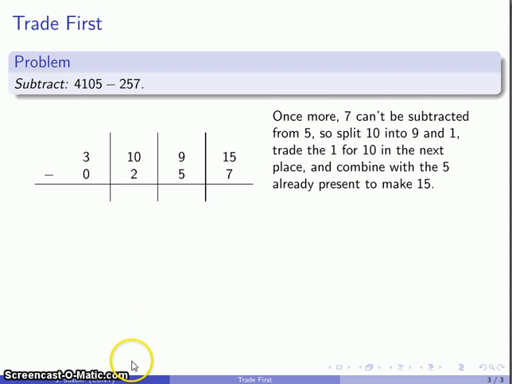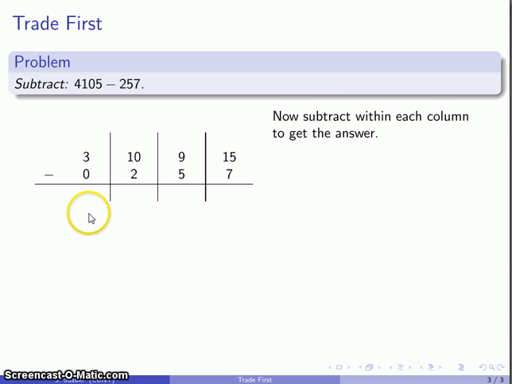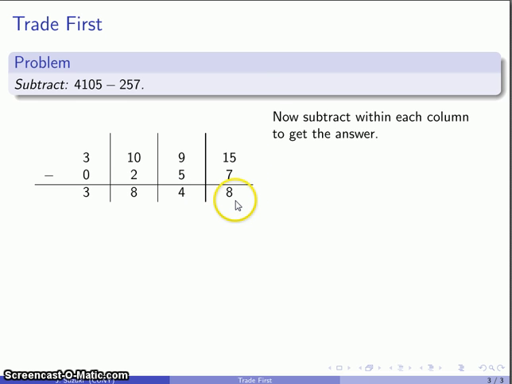So now what do I have? Well, I have, again, a bunch of subtractions that I can do, and it doesn't make a difference what order I do them in. So 3 minus 0 is going to be 3, 10 minus 2, 9 minus 5, 15 minus 7, and there's my answer to the subtraction, 3,848.